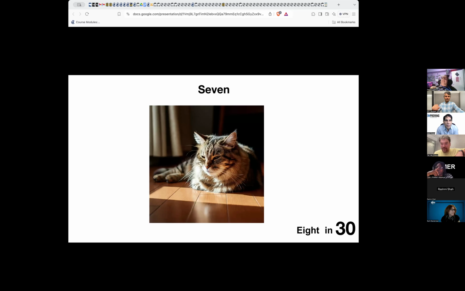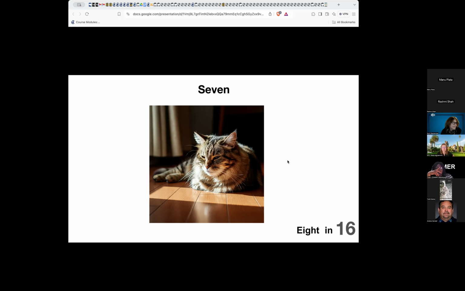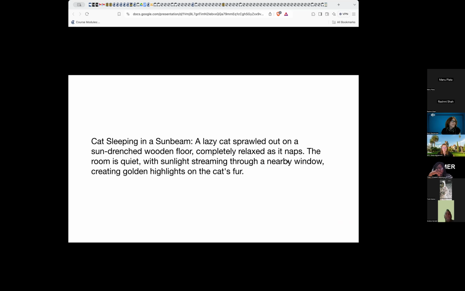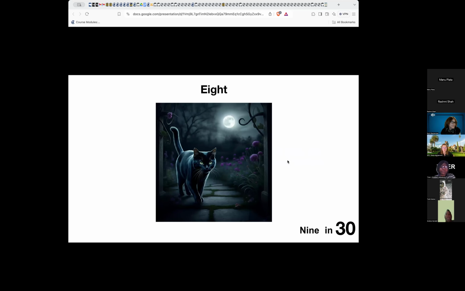Slide number 7. Manu, do you want to try? Sure. We have a cat laying down, almost falling asleep on wooden floors with a curtain behind it, with a slight bit of sun coming in through a window. Okay, thank you. But remember, you have to talk for 30 seconds at least. Okay, slide number 8. Rashmi, do you want to try slide number 8?